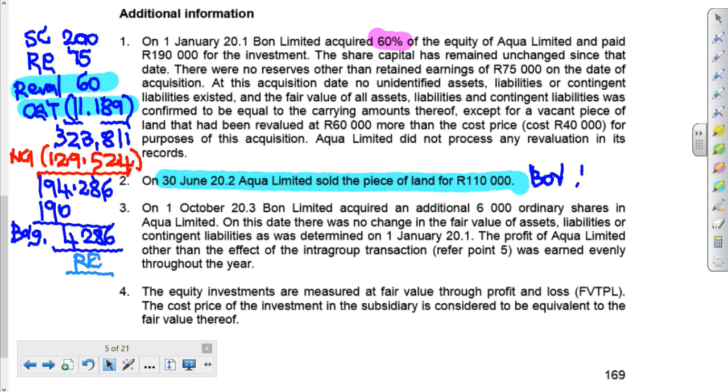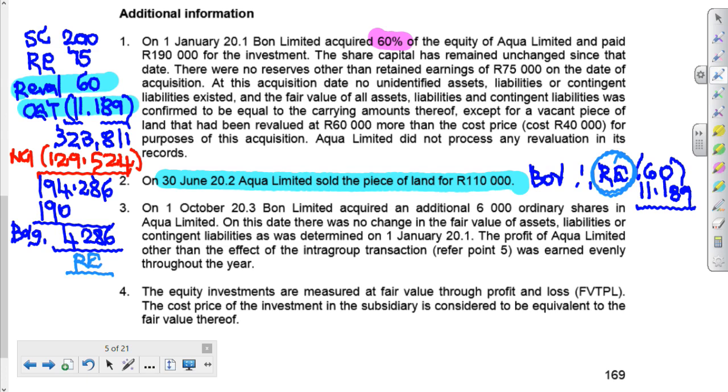I therefore must adjust retained earnings for 60 and 11,189. I've got to adjust retained earnings that way. Do you agree? Because look, we said the land was worth more. So when it was sold, from a group perspective, the profit would be less. I must reduce retained earnings. So now I've found two adjustments that have to go to retained earnings: this one, and that one over there, the bargain.